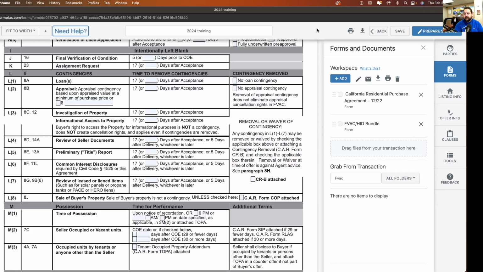Gotcha. And so if they don't want to give us access, then it's up to the buyer to make a decision whether they want to cancel or not, right? Yep. Okay. That's it.